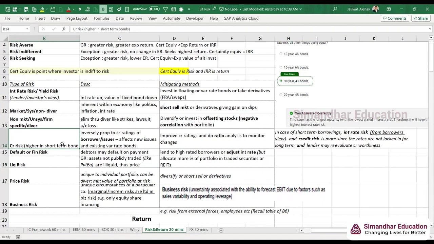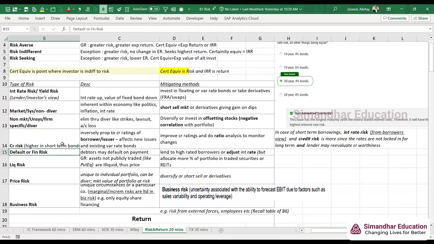How do we mitigate this? It's simple. If your credit score is bad, what do you do? You make it better, isn't it? So you try to do ratio analysis. You try to check whether you are meeting all the terms and conditions of the previous bond issuance, so that there is no risk, or reduced risk. Next is default or financial risk. This is the risk of default by counterparty, what Virbal you were saying earlier.